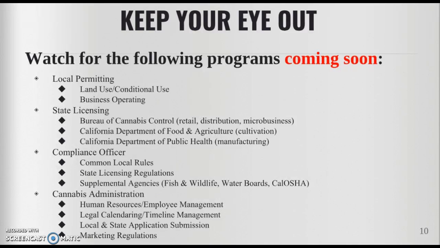Again, we would ask that you keep your eye out and watch for the following programs coming soon. Our local permitting program will include land use or conditional use as well as business operating permits. Our state licensing program will include information on how to apply to the Bureau of Cannabis Control for retail distribution and microbusiness, as well as the California Department of Food and Agriculture for cultivation and the California Department of Public Health for manufacturing. Our compliance officer program will include common local rules, as well as state licensing regulations and supplemental agencies such as Fish and Wildlife, water boards, and Cal OSHA.